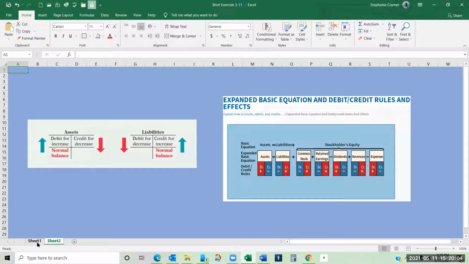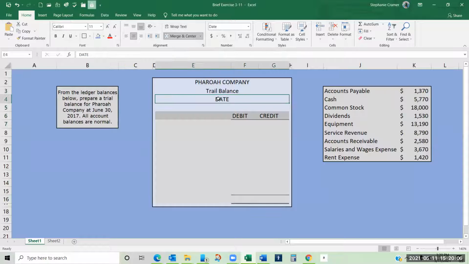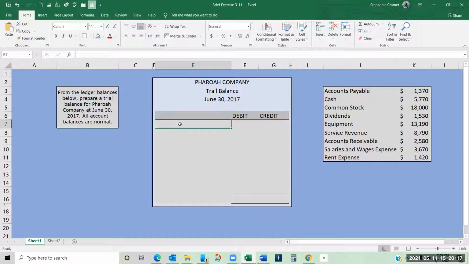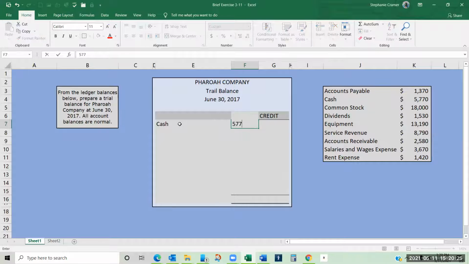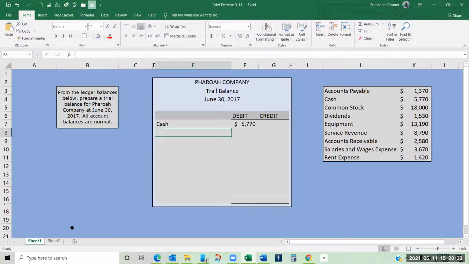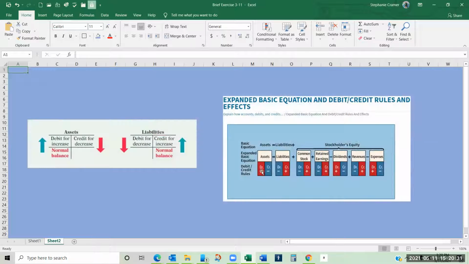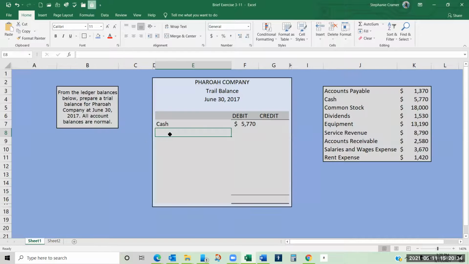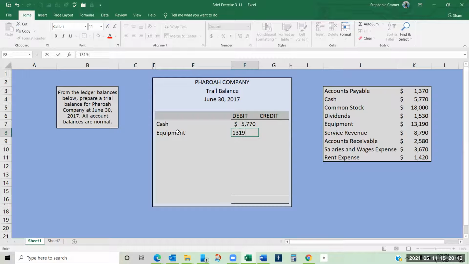We'll refer to this during our filling out form. We need to put in the date, June 30th, 2017. And the first item we will plug in is cash, and that is an asset, which is 5,770. And with assets, the debit section is going to be normal. Equipment is next, which is also an asset, 13,190.